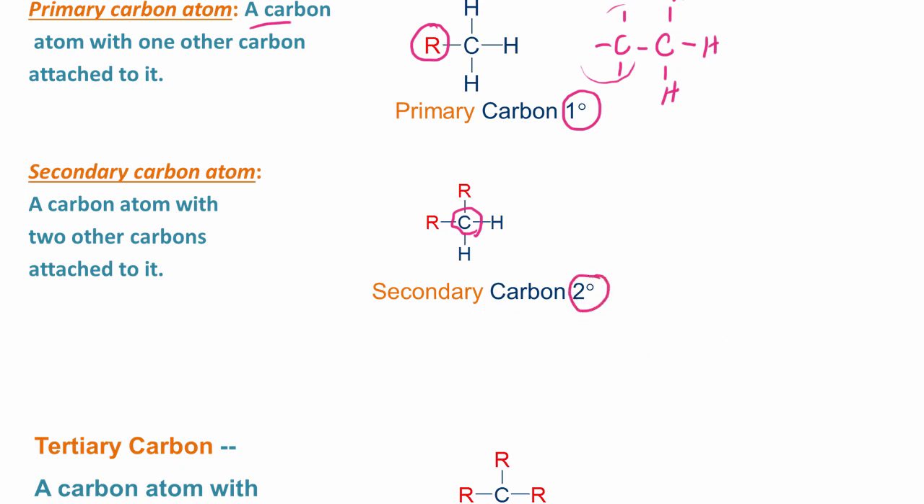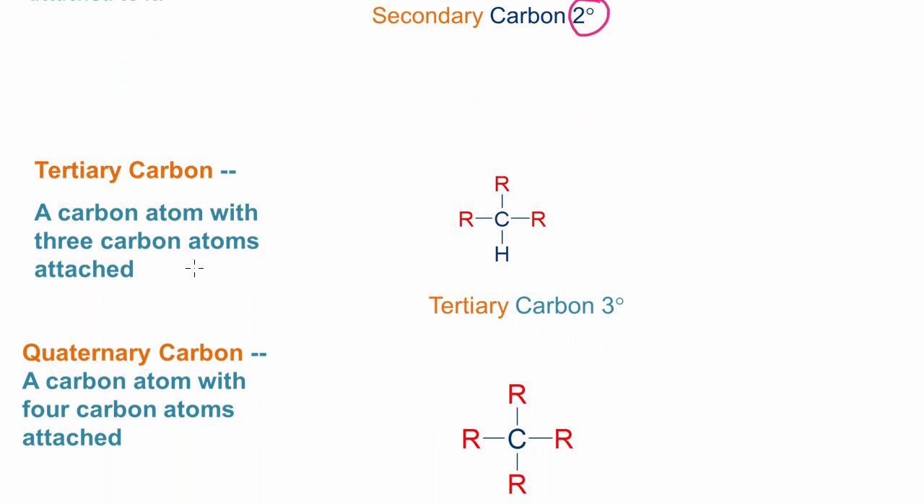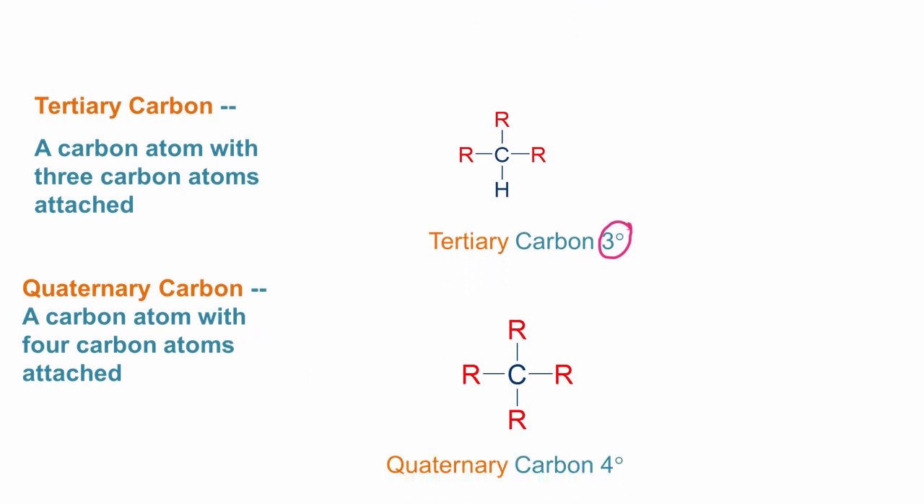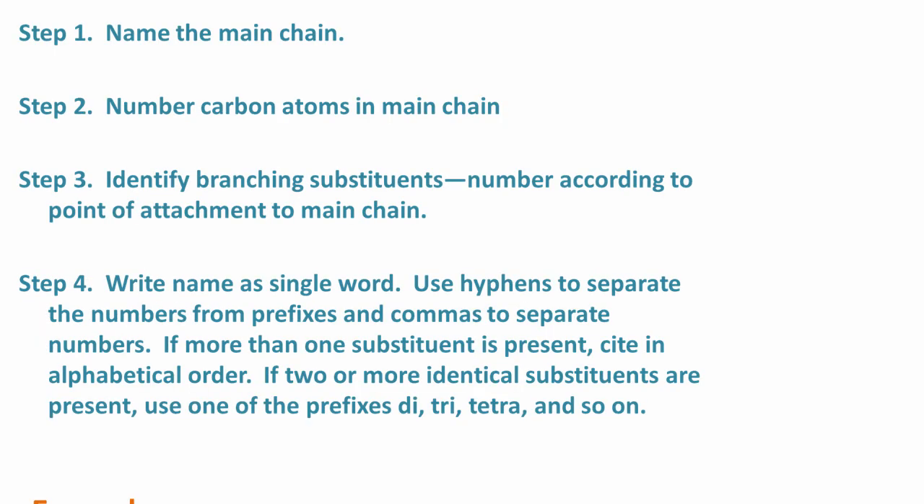We also have tertiary carbons, and as you probably have guessed already, this is a carbon atom that is bonded to 3 other carbon atoms. And again, this can be represented like so. And then there are quaternary carbons, and of course that'd be a carbon bonded to 4 other carbons or 4 other alkyl groups. How do we name these branched alkanes?